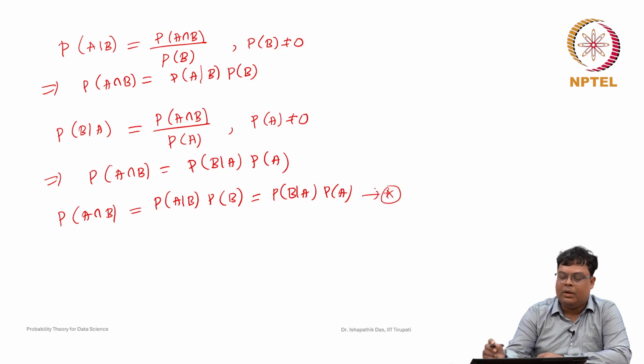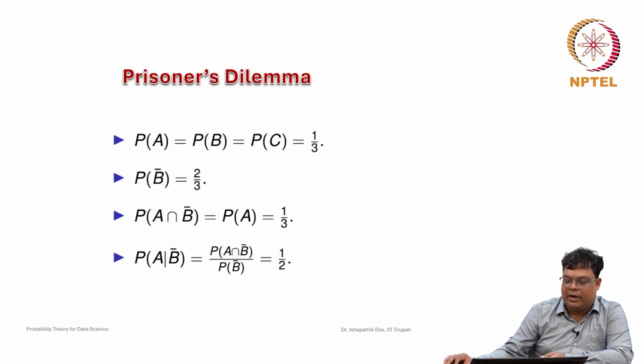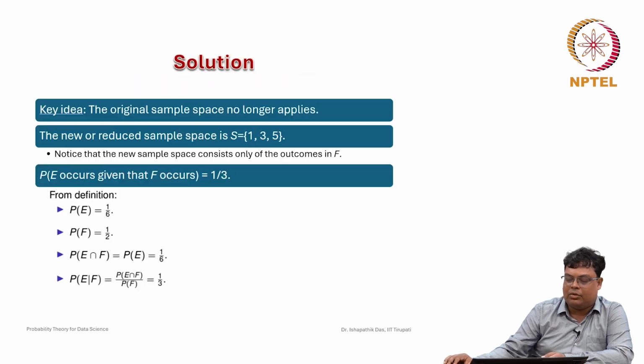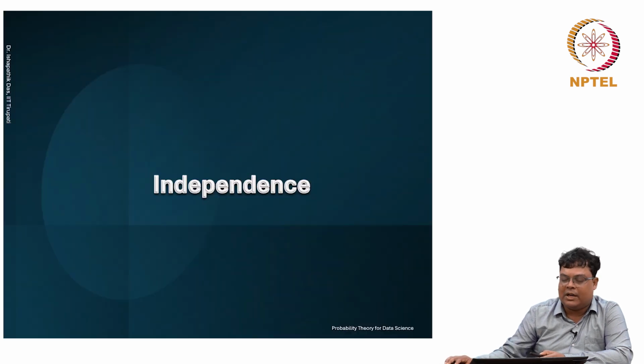Now, next we will discuss. This solution is already given, and the prisoner dilemma also. You see the solution: probability of E is 1 by 6, probability of A is 1 by 2, and E intersection is 1 by C. All these things we have discussed, so you can go through these slides. Here also, in the prisoner dilemma, probability of A equals probability of B equals probability of C equals 1 by 3, probability of B complement is 2 by 3, and A intersection B complement is nothing but probability of A, which is 1 by 3. So, probability of A given B complement becomes 1 by 2. Those things are given in the slides also.